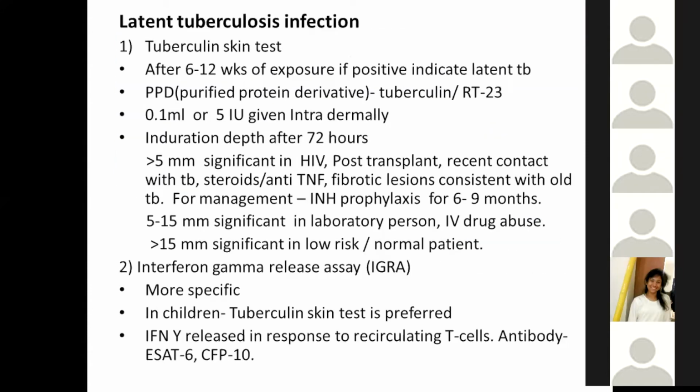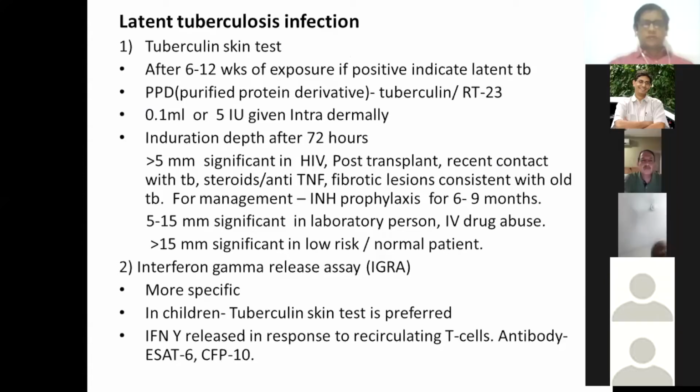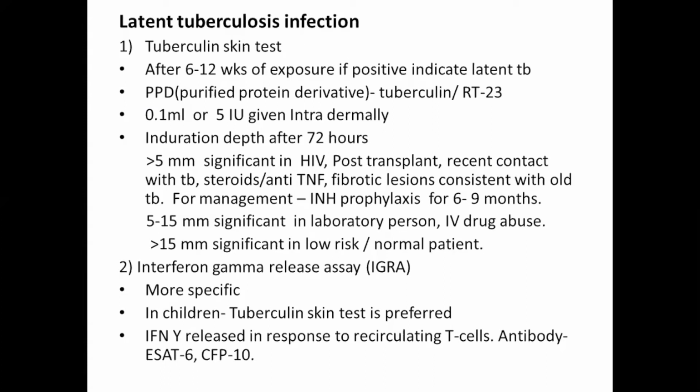Just to clarify this doubt. In latent tuberculosis infection, one third of the world's population is positive for tuberculosis, and among that, 95% are latent tuberculosis infection. So we have to detect it with tuberculin test or IGRA test. For the tuberculin test, we use purified protein derivative of tuberculin, or RT23, 0.1 ml for 5 international units given intradermally. After 72 hours, we have to see the induration depth.